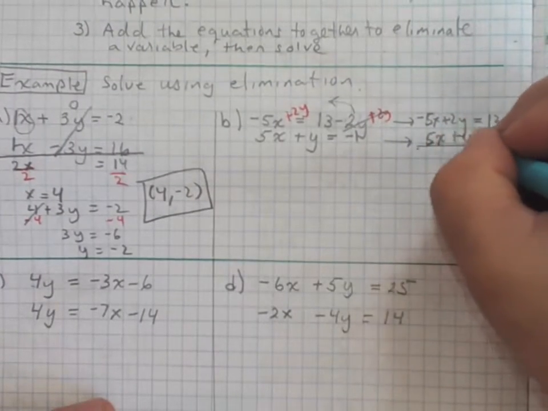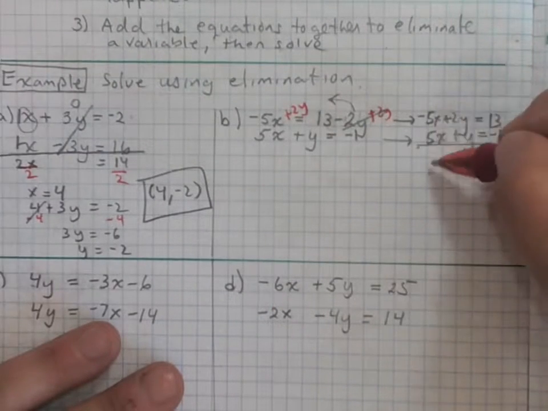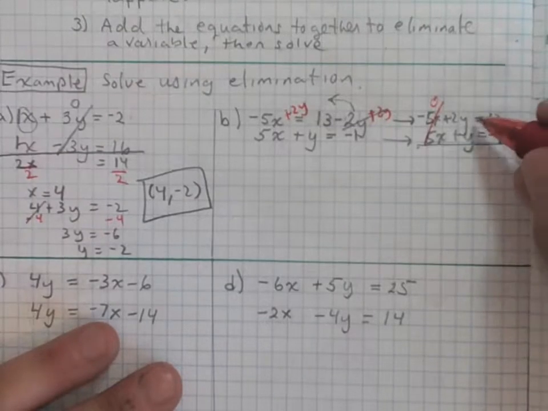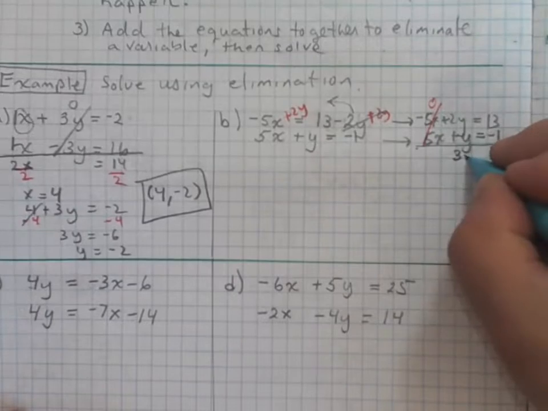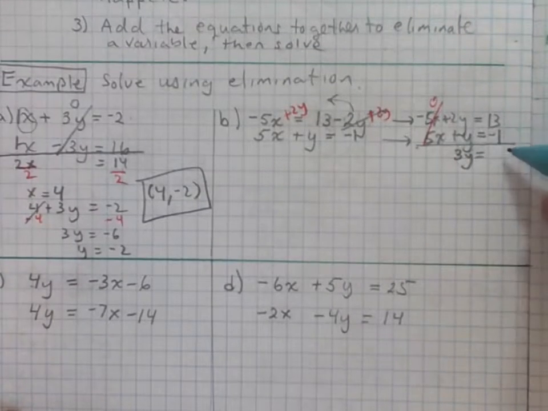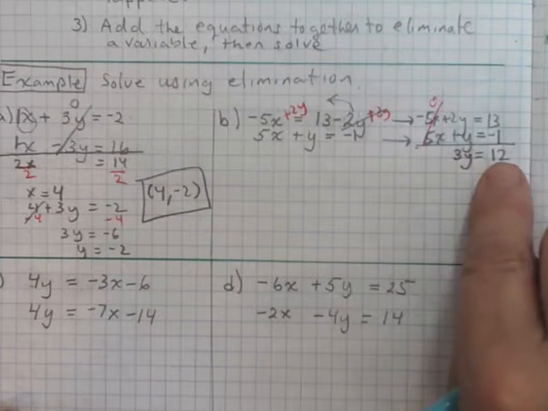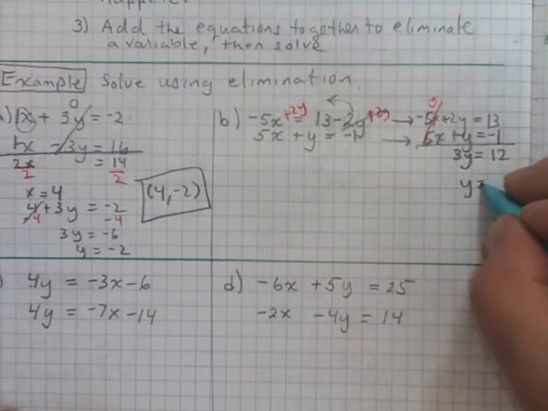Just draw a line, add them column by column, like term with like term. So 5x and negative 5x, that adds to 0. 2y plus y is 3y. And 13 minus 1 is 12. So 3y equals 12. Divide both sides by 3, and you get y equals 4.